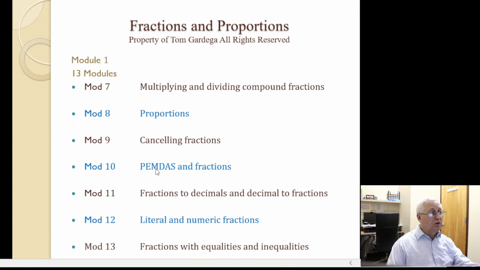In Module 10, we'll discuss the order of operation, PEMDAS: parentheses, exponents, multiplication, division, addition, and subtraction, and how they apply to fractions. In Module 11, we will discuss converting fractions to decimals and decimals to fractions. In Module 12, we will look at literal and numeric fractions. A literal fraction is a fraction that has letters in it, and numeric is numbers. And finally, in Module 13, fractions with equalities and inequalities.